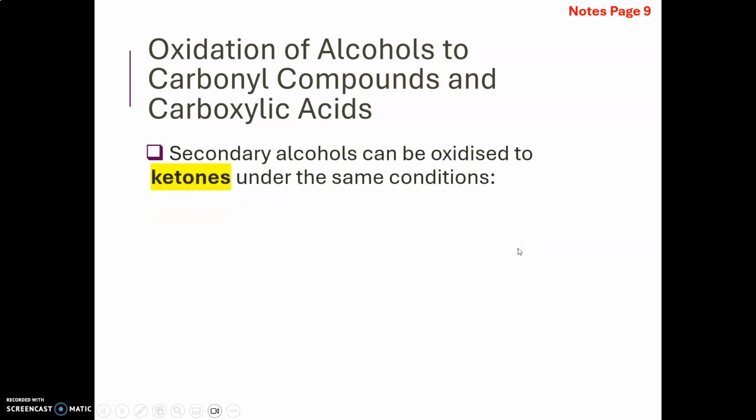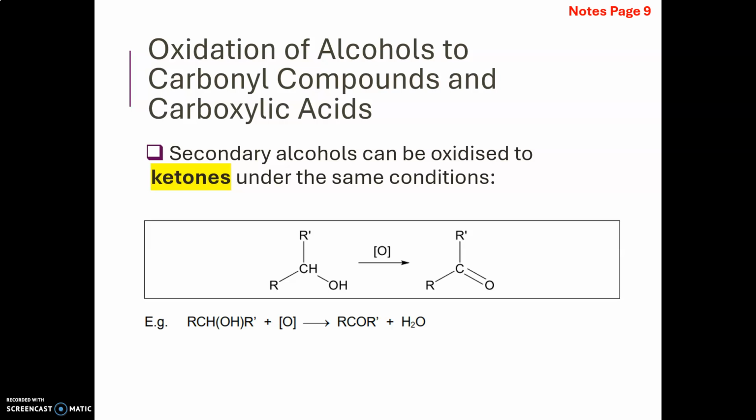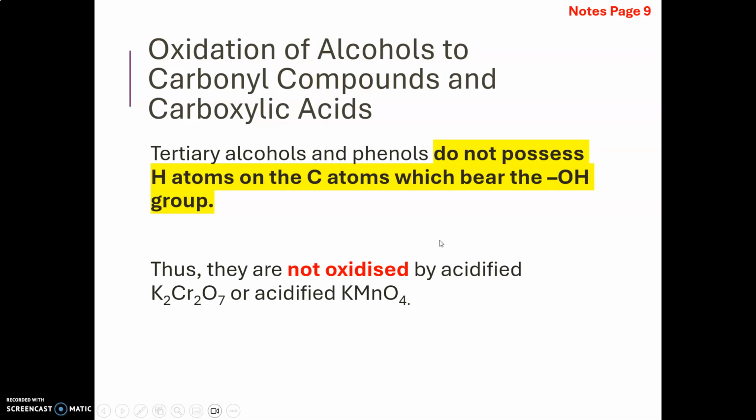Next, we are going to look at secondary alcohols. For secondary alcohols, you can use either acidified potassium dichromate(VI) or acidified potassium manganate(VII) to oxidize them to ketones. Ketones are unable to be oxidized further. Finally, for tertiary alcohols and phenols, phenols are compounds with OH groups bonded directly to the benzene ring. Tertiary alcohols and phenols do not possess hydrogen atoms on the carbon atoms which bear the hydroxyl group, and as such, they are resistant to oxidation by both acidified potassium dichromate(VI) or acidified potassium manganate(VII).